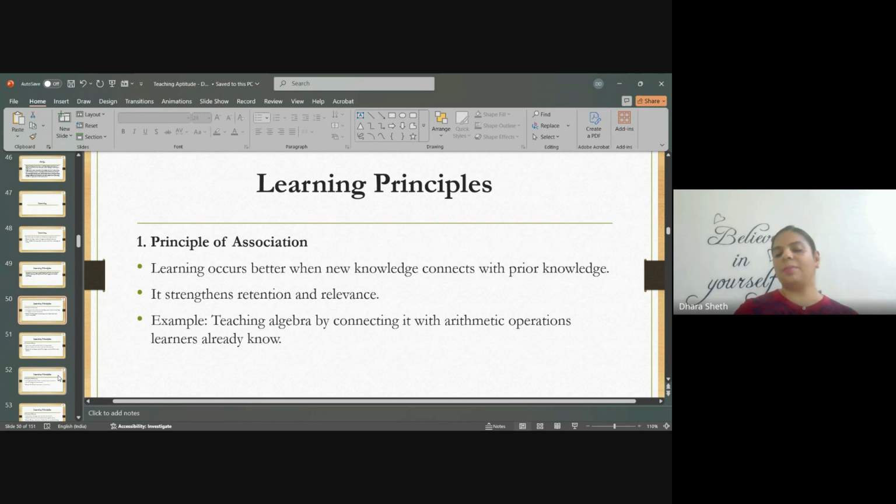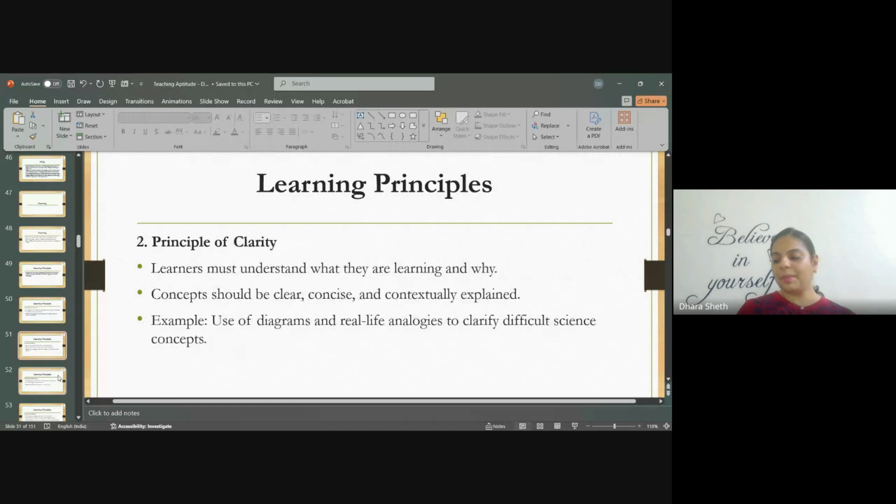You already know addition, subtraction, multiplication. Now you add x, y, z to it. So let's say, suppose this is x, and then you multiply and divide and add to find out answers that way. Principle of clarity: learners must understand what they are learning and why they are learning.